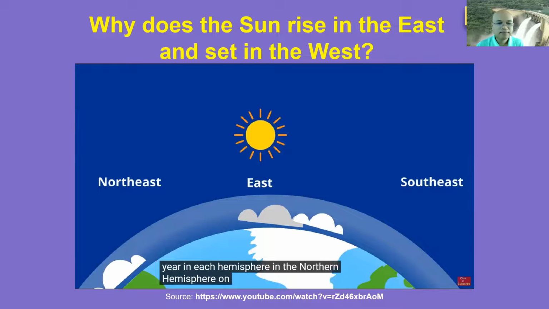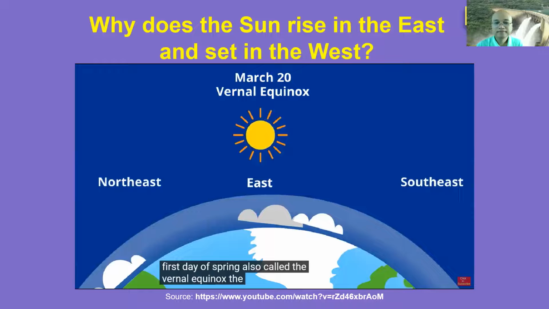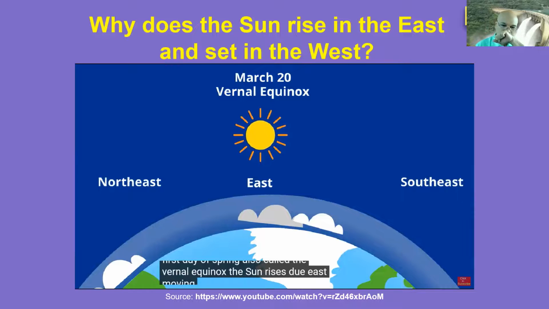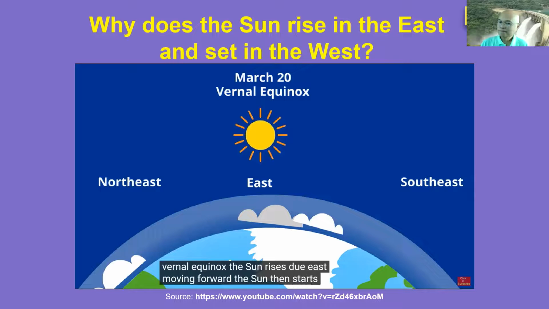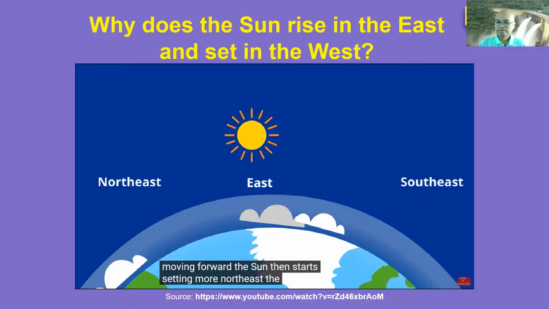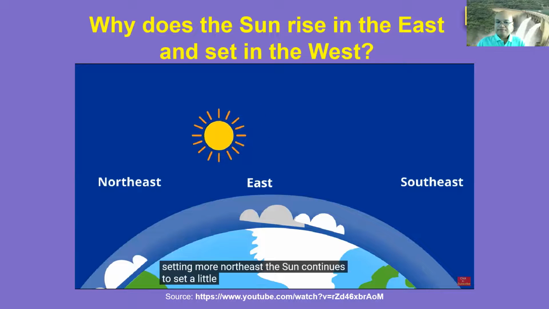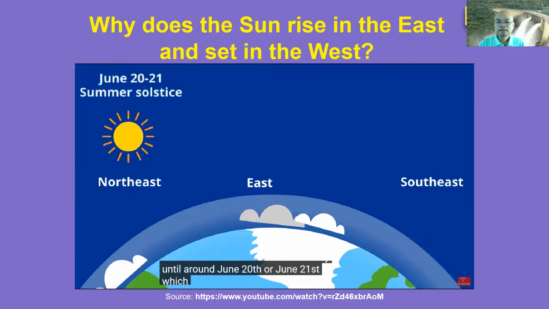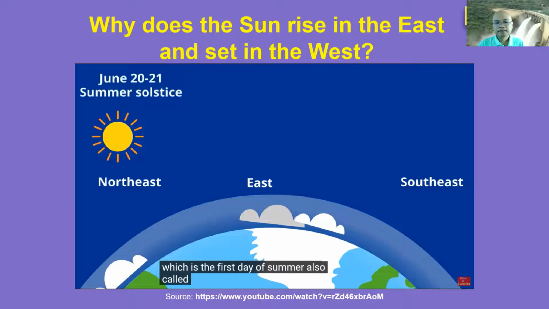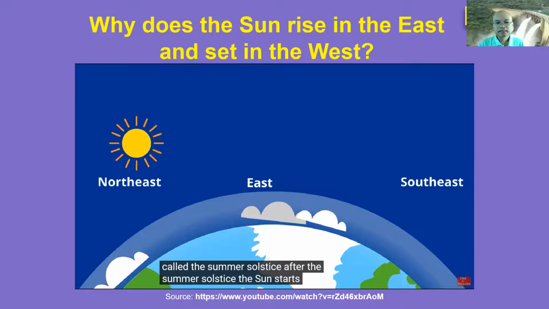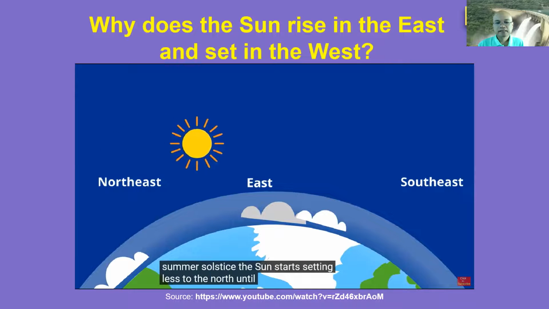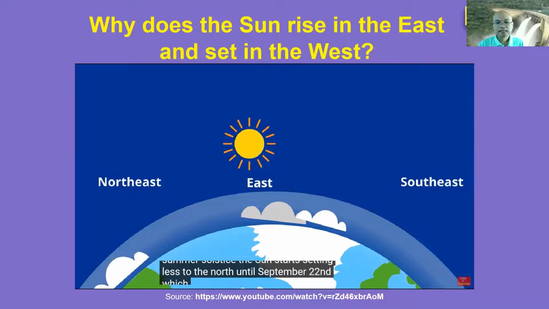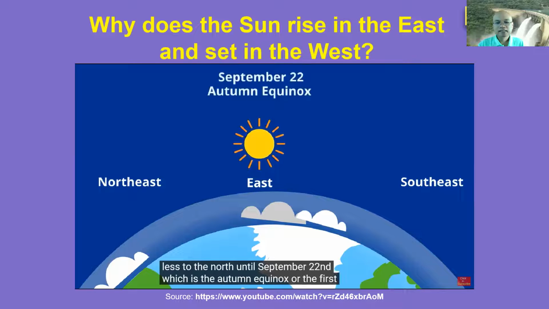In the northern hemisphere, on March 20th, which is the first day of spring, also called the vernal equinox, the sun rises due east. Moving forward, the sun then starts setting more northeast. The sun continues to set a little more northeast each day until around June 20th or June 21st, which is the first day of summer, also called the summer solstice. After the summer solstice, the sun starts setting less to the north until September 22nd, which is the autumn equinox, or the first day of autumn.